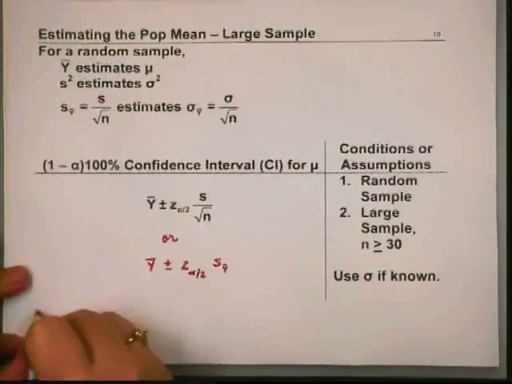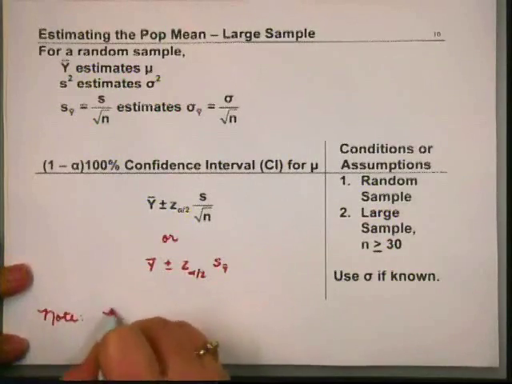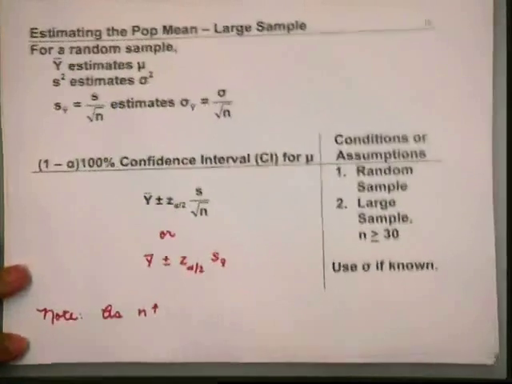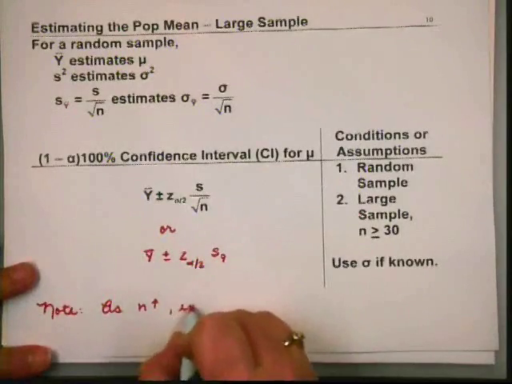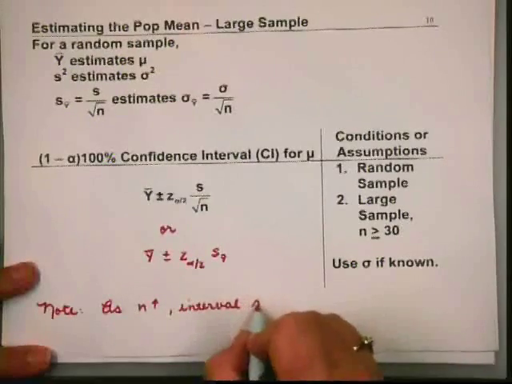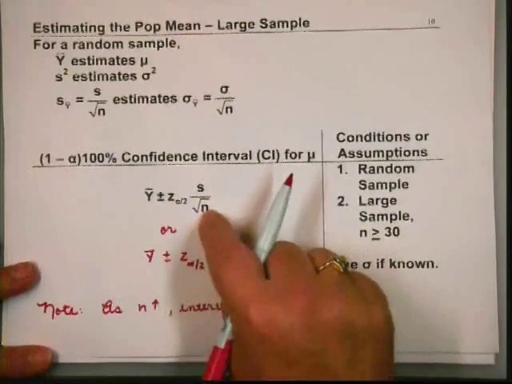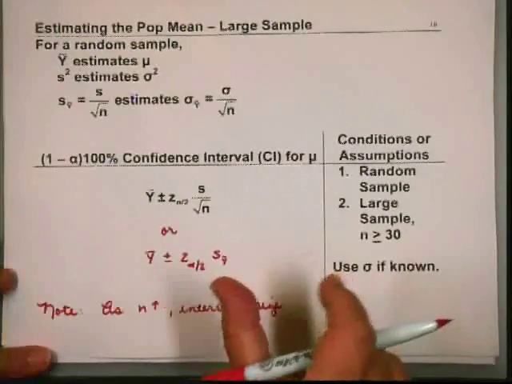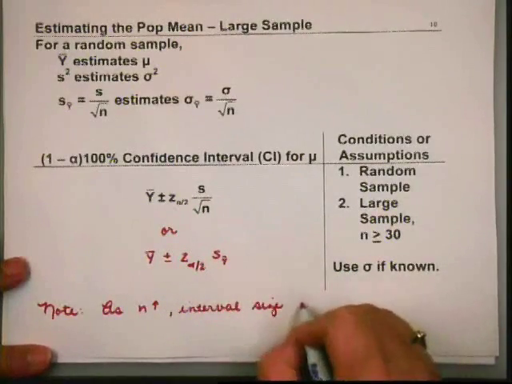A couple of notes here. As sample size n increases, my shorthand, as n goes up, what happens to the interval size? As n goes up, n is in the denominator here, as n gets bigger, this interval gets shorter, right? The interval size decreases.